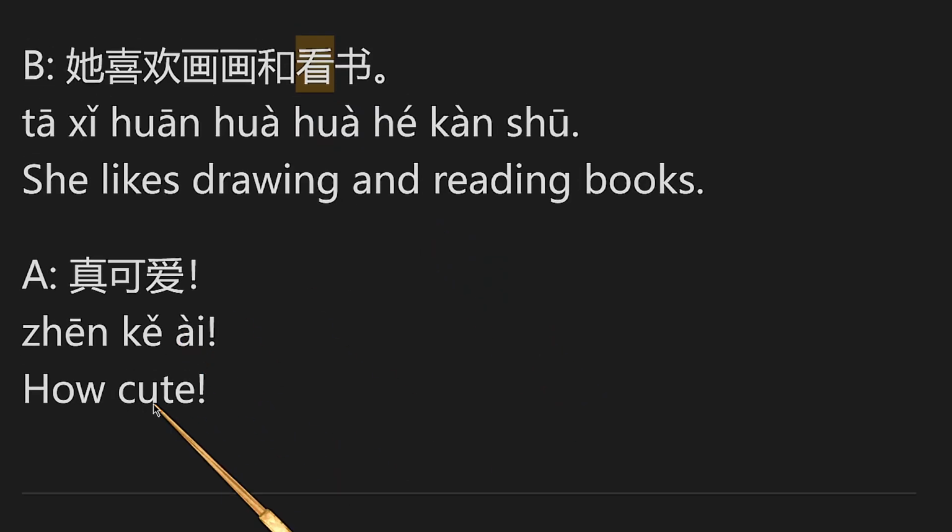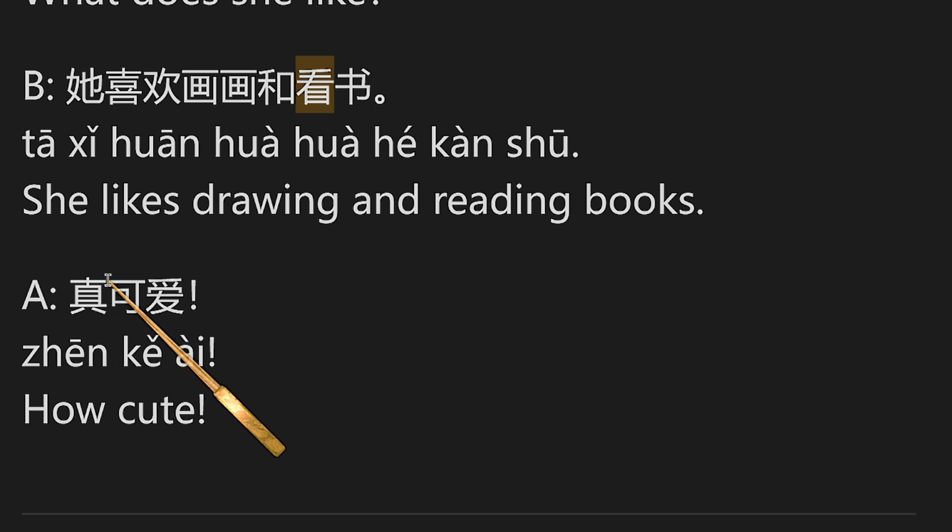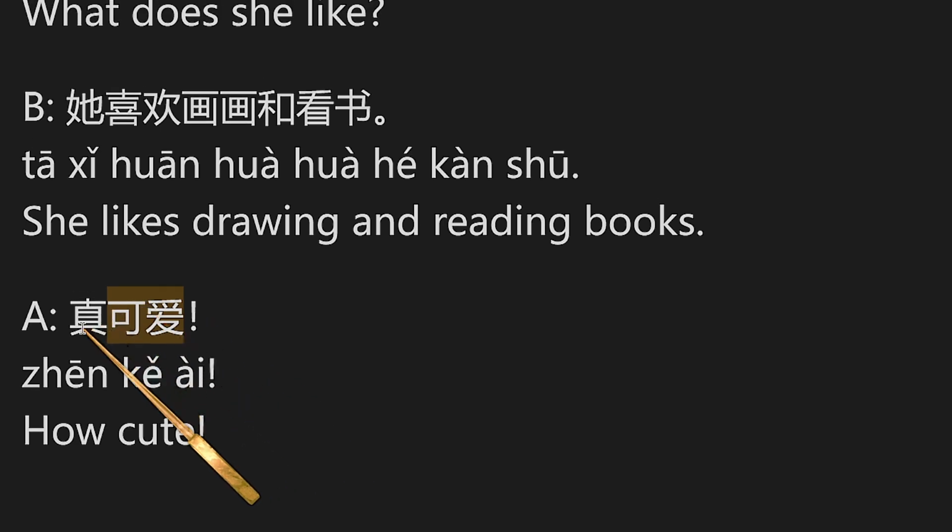How cute. 真可爱。How cute. 可爱 is cute. Maybe we know Japanese 可愛. 真可愛 is similar. 真 here is really, or how good it is. So it emphasizes, like very. 真可愛. 愛 is to love. 可 can be to love. Well, we don't need to translate, just 可愛, how cute.